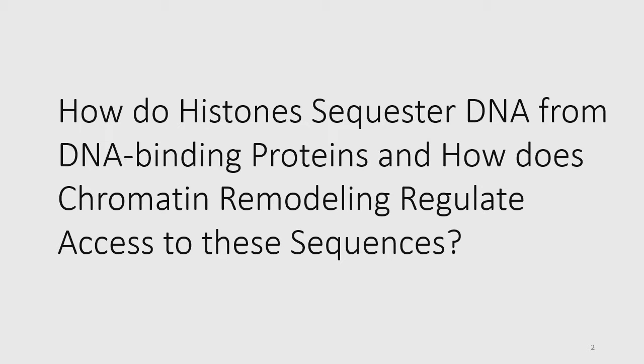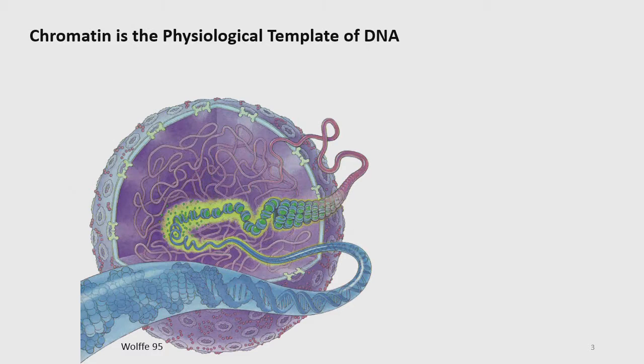So I want to introduce you to our lab research question, which is how do histones sequester DNA from DNA binding proteins, and how does chromatin remodeling regulate access to these sequences? So as you know, we are going to talk about chromatin, so I'm going to do a little bit of background about chromatin. So chromatin is a physiological template of DNA.